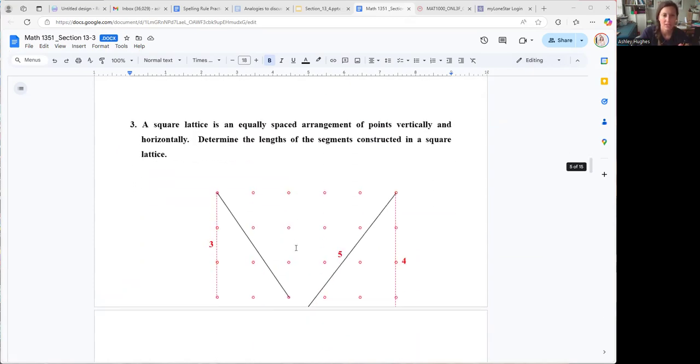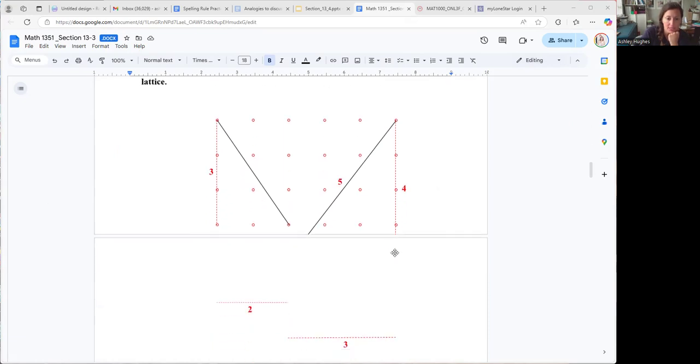A square lattice is equally spaced, arranging the points vertically and horizontally. Determine the lengths of these sides. Excuse me, this kind of got shifted down. This was meant to be right here, 2. So that's 2 and that's 3.